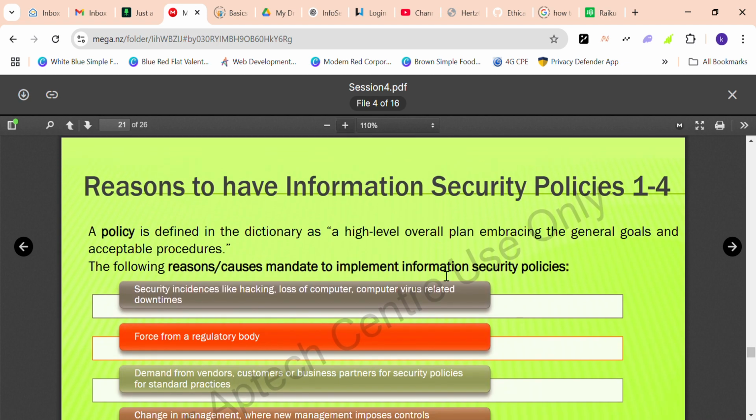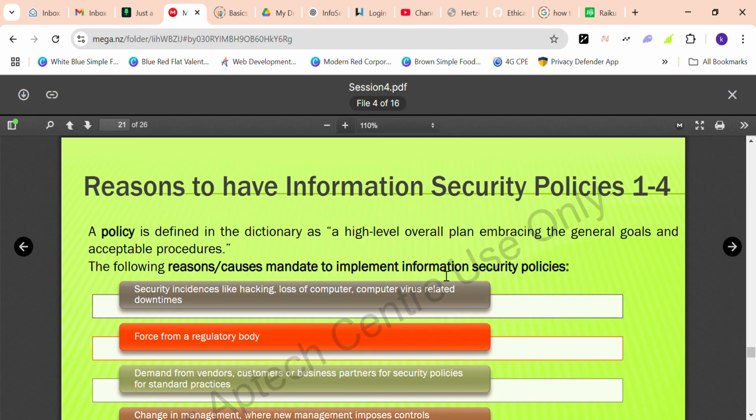Reasons to have an information security policy. A policy is defined in the dictionary as a high-level overall plan embracing the general goal and acceptable procedures. The following reasons mandate us to implement an information security policy. The reasons I am going to mention are mandatory reasons why we must create policies. A policy is a plan that embraces the general goal and acceptable procedure on how to perform a task, how to manage information, how to control information and data, protect them, use them, and store them. That is policy.